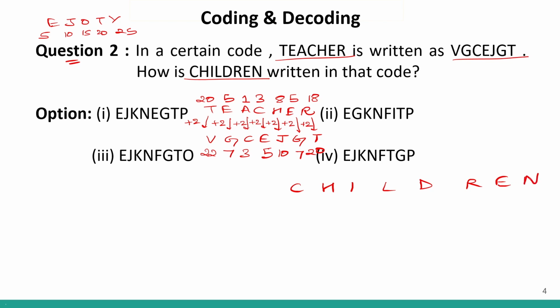CHILDREN. Correct? This is the word. So what are the forward codes? 3, 8, 9, 12, 4. It is 18, 5 and 14. These are your forward codes.